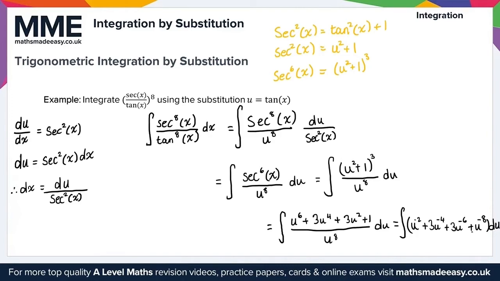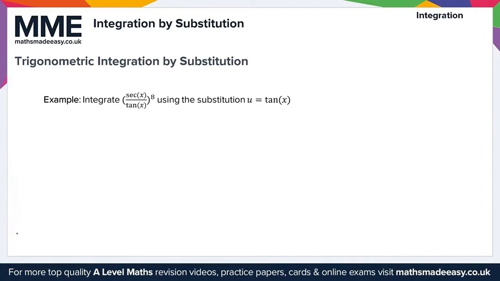So we're nearly there now. We're running out of room ever so slightly, so make note of this part here. What we're going to do now is clear the screen so we can finish this question. If we finish where we were up to, we just need to start integrating each term as we go along. We had the integral of u to the minus 2 plus 3u to the minus 4 plus 3u to the minus 6 plus u to the minus 8, all with respect to u, du.